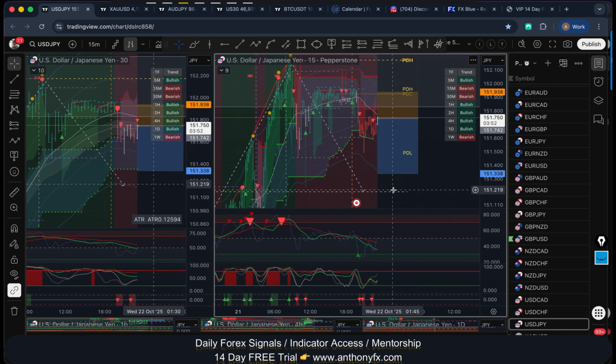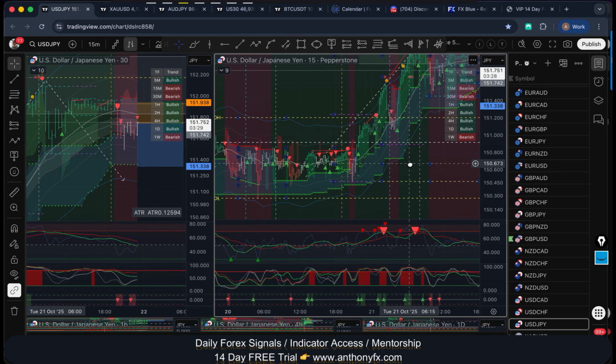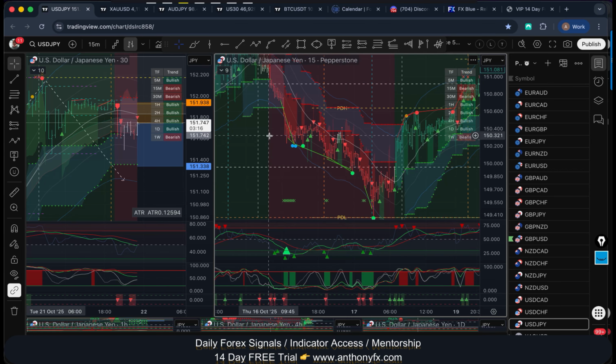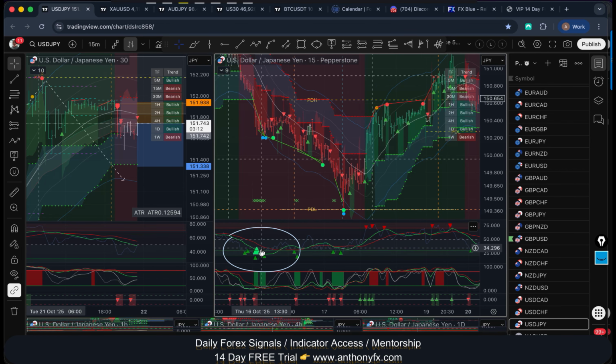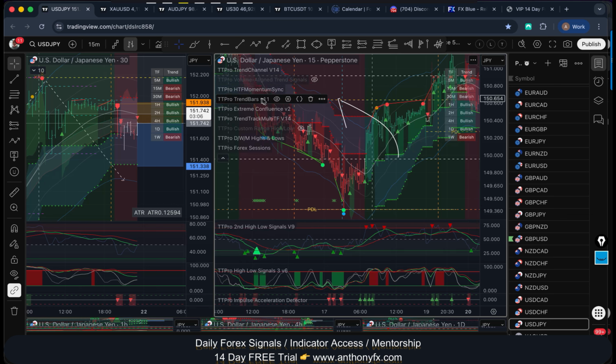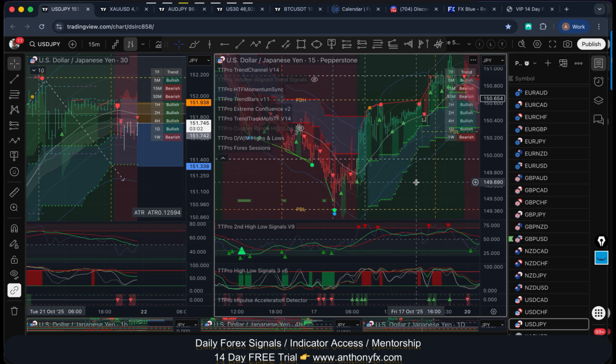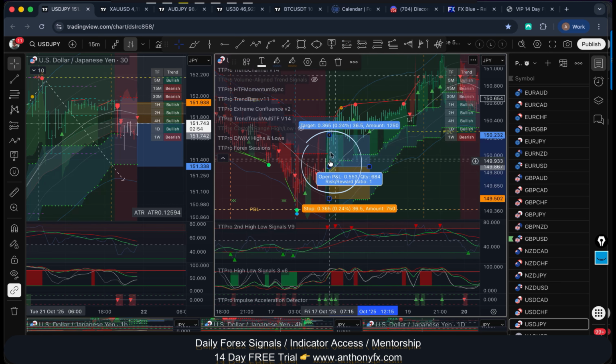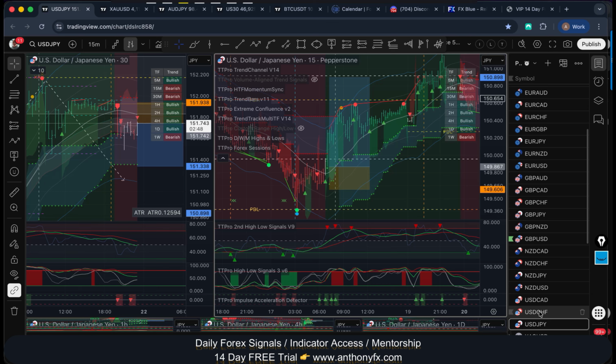I want to go back and have a look at the last signal on, say, the 15-minute and see how it performed. So this green signal down in here. What we do is we set an alert on the trend bars indicator, this one here. We just set an alert for a green candle, and we take the first green candle. There's your first green candle right there. Nice. Now let's work our way up.